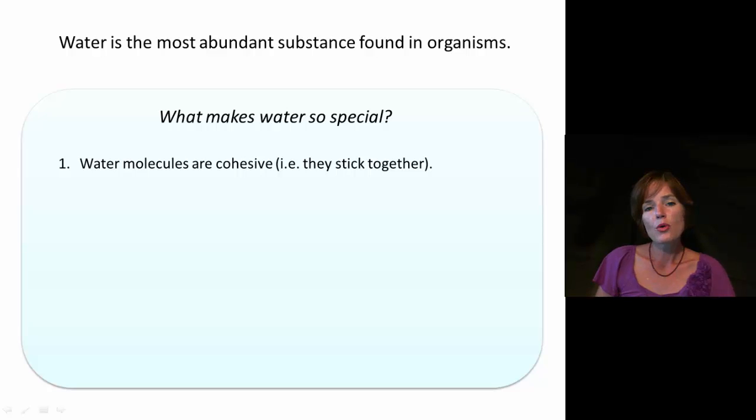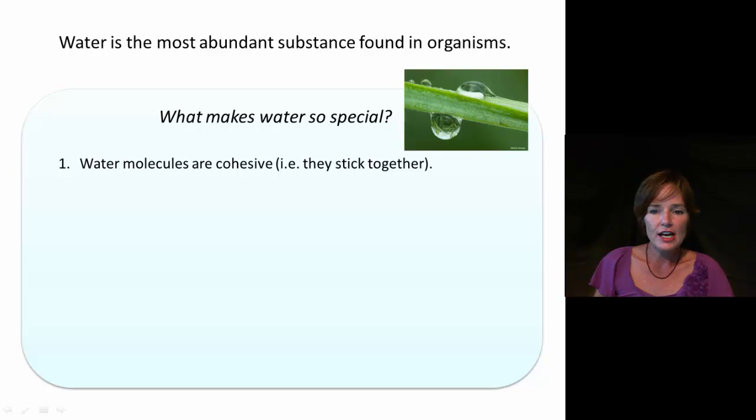So first off, one thing that makes water special is that water molecules are cohesive. And cohesive means they stick together. Here's a picture of that. I'm sure you've seen this before, where you have droplets of water. Well, the reason why water forms droplets is because those individual water molecules are all sticking together. That's the cohesive nature of water, and that forms this droplet rather than us just seeing this splat on the surface. It's always going to have this little raised surface to it because they're sticking.